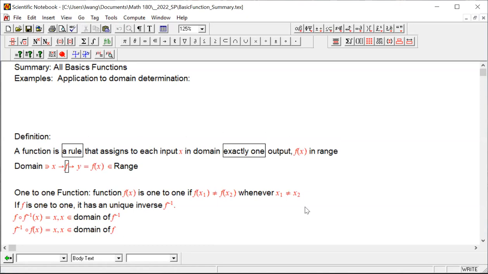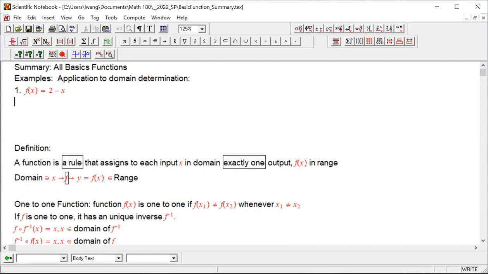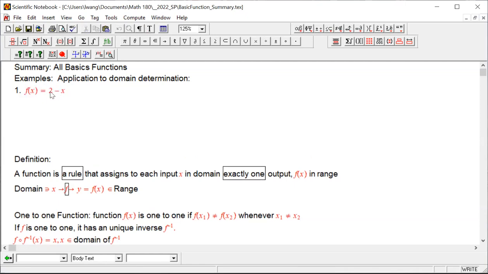Okay, so let's look at some examples for determining the domain. The first one. We have a function f of x equals 2 minus x. You can see, obviously, this is one function subtract the other, right? A constant function minus another function. We know this is a new function. This new function is a rule.